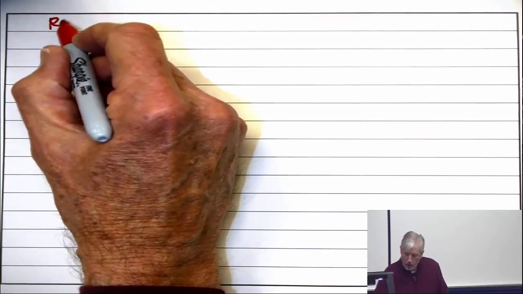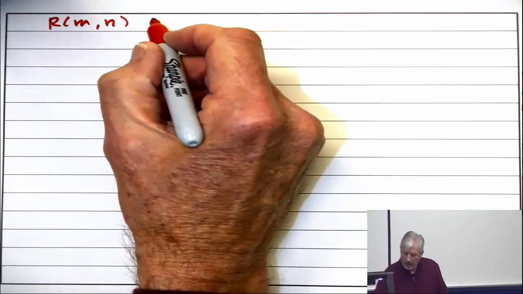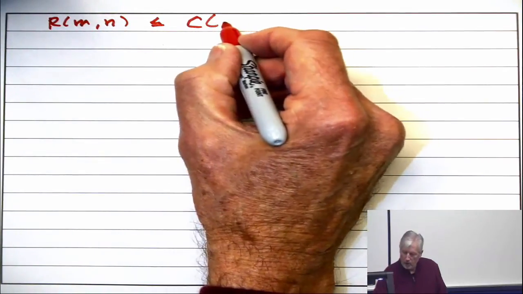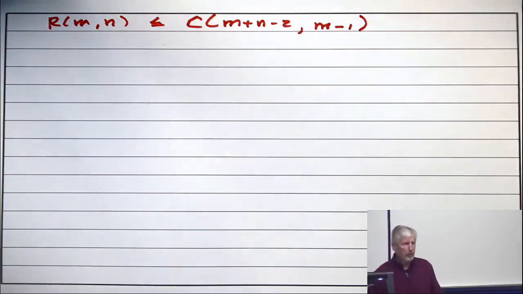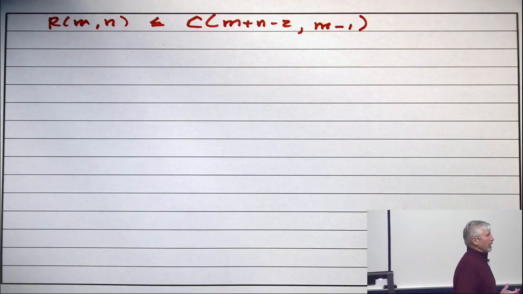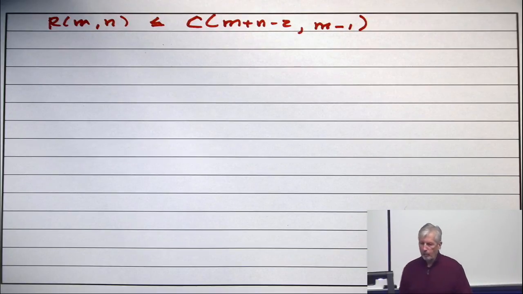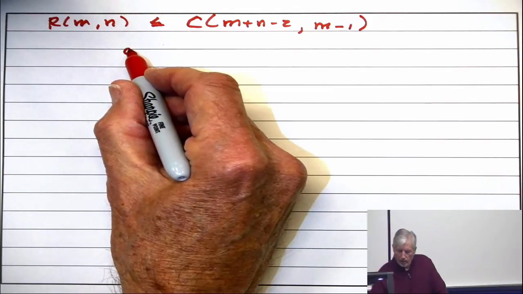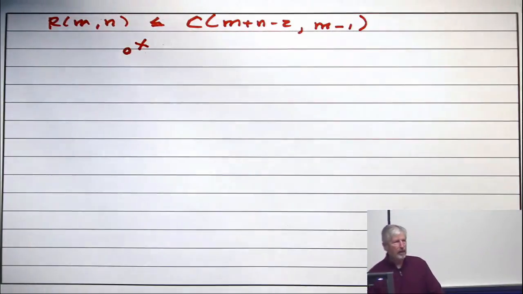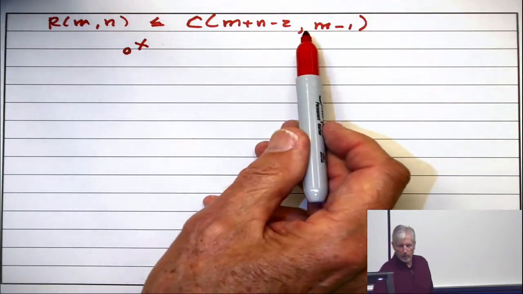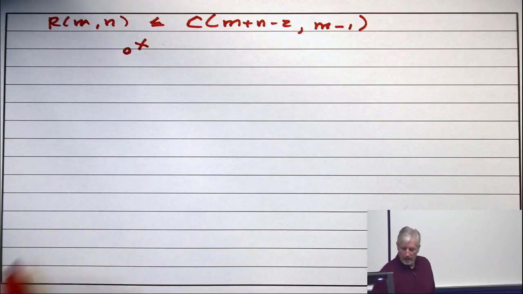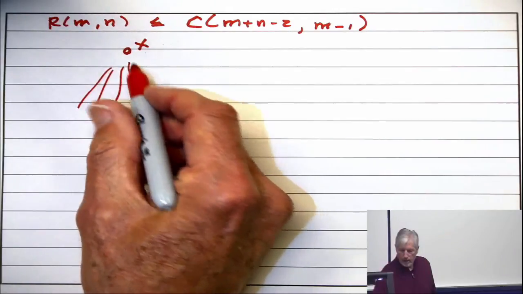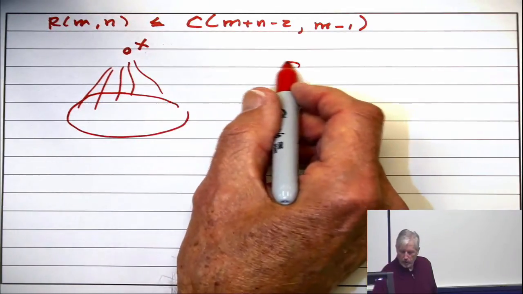So our goal is to show that R(m,n) is less than or equal to the binomial coefficient C(m plus n minus 2, m minus 1). That's what we want to prove. And basically, the argument is exactly what we did with 6, just in a more general form. We take a vertex x, any vertex x, in a big graph, which has this many vertices. And then we split the remaining vertices into neighbors of x and the vertices which are not neighbors.